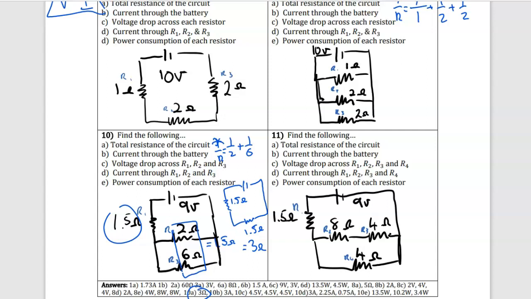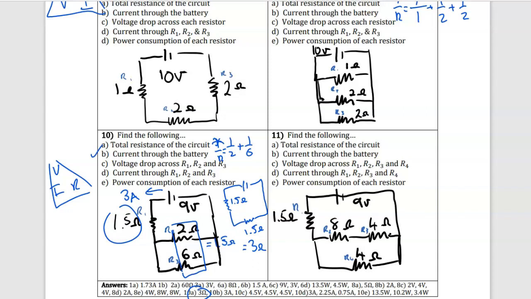So if I want to find the current through the battery, V is equal to IR. It's going to be voltage divided by resistance. 9 volts divided by 3 is going to give me 3 amps. Right, I did that right. Yeah, 3 amps. Resistance 3, 9 volts, 9 divided by 3 is 3 amps. So this one's done. And then I need to find the voltage drop.